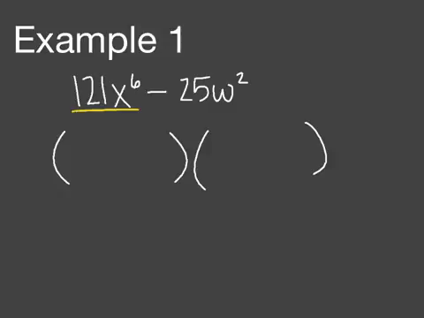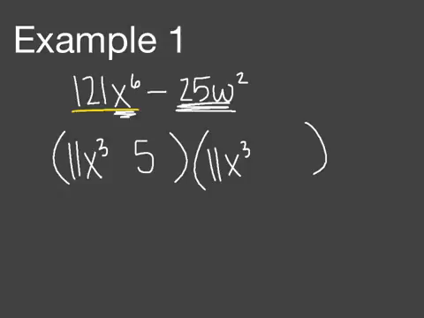So the square root of 121 would be 11. So I'm putting an 11 at the front of each set of parentheses. Then if I have x to the power 6, the square root of that would be x to the power 3 and x to the power 3. Now I'm going to look at the second term and take the square root. Well, the square root of 25 is 5. And then the square root of w squared would be a w and a w.